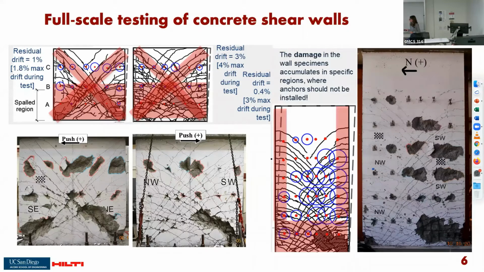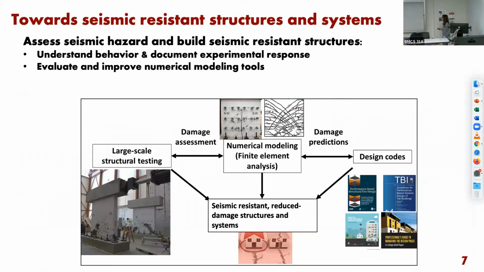So you see a lot of damage, and it may also be difficult to quantify in conventional ways. So we'll see applications later on how to best quantify it. So what can we do now? We wanted to work toward seismic resistant structures and systems. So we want to assess the seismic hazard of our buildings and build better seismic resistant structures.